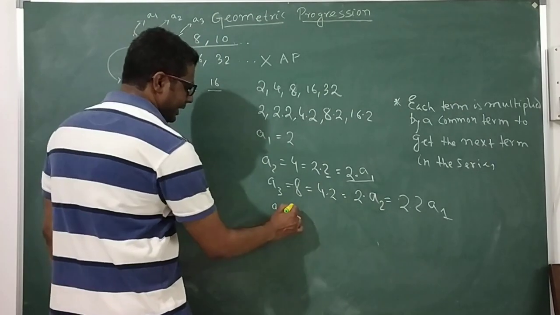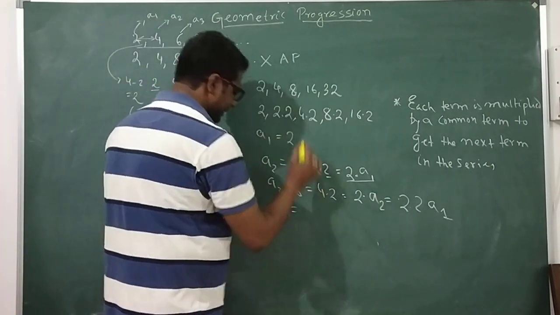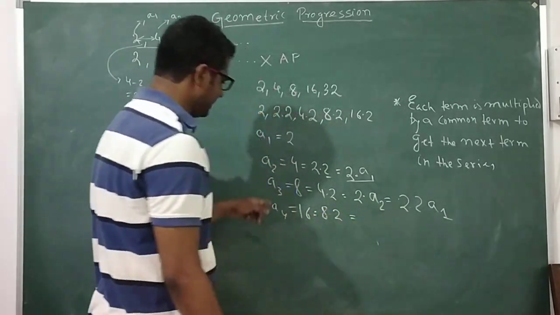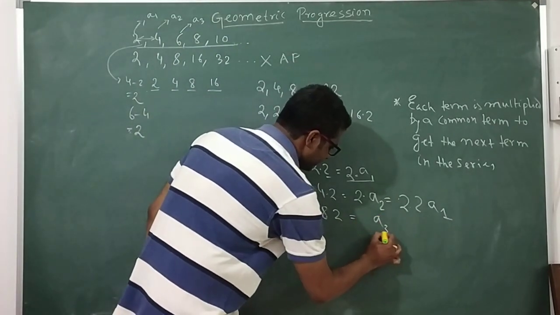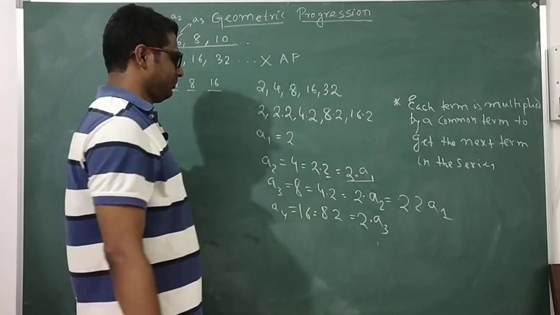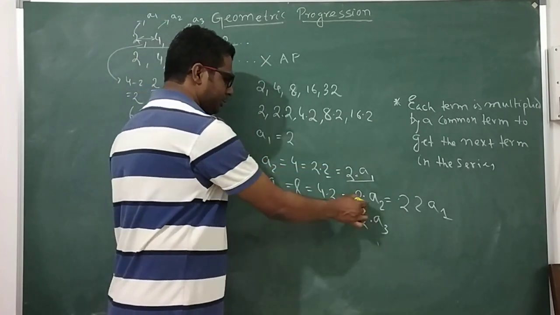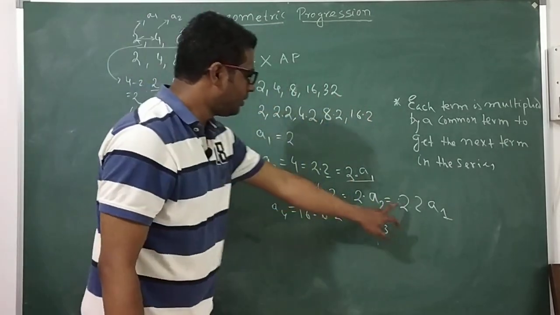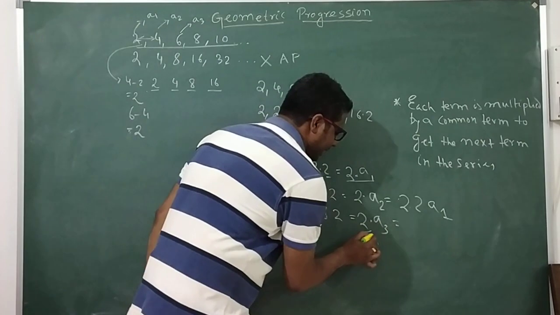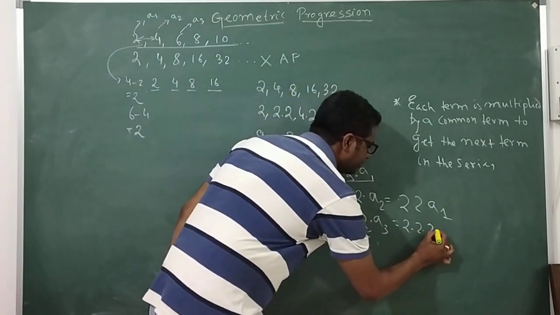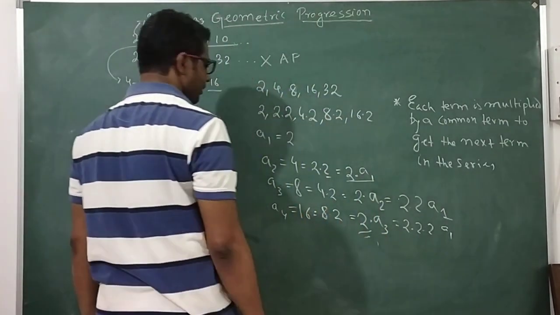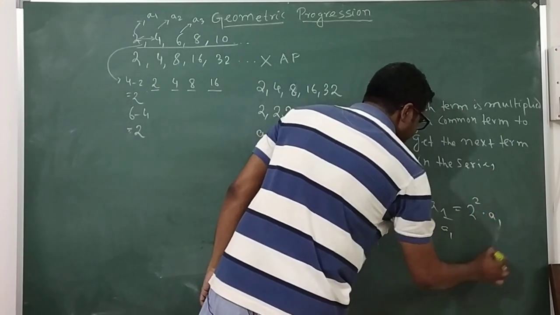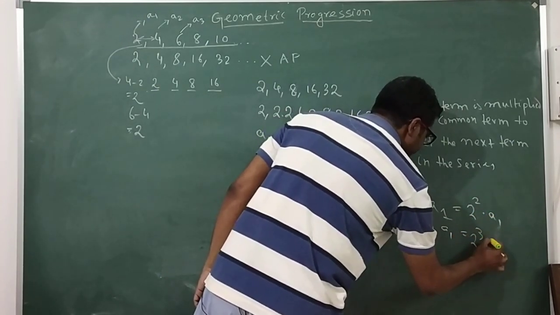Let us calculate what is A4. A4 is 16, which is equal to 8 into 2. What is 8? A3. Similarly, 2 into A3. So A2 is 2 into A1, A3 is 2 into A2, A4 is 2 into A3, correct? Now what is A3? 2 into 2 into A1, and here there is another 2, so 2 into 2 into 2 into A1. So I can write this as 2 square into A1, and this as 2 cube into A1.